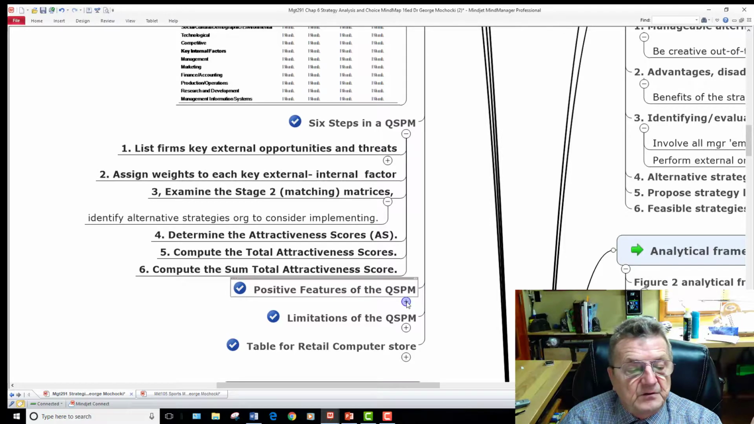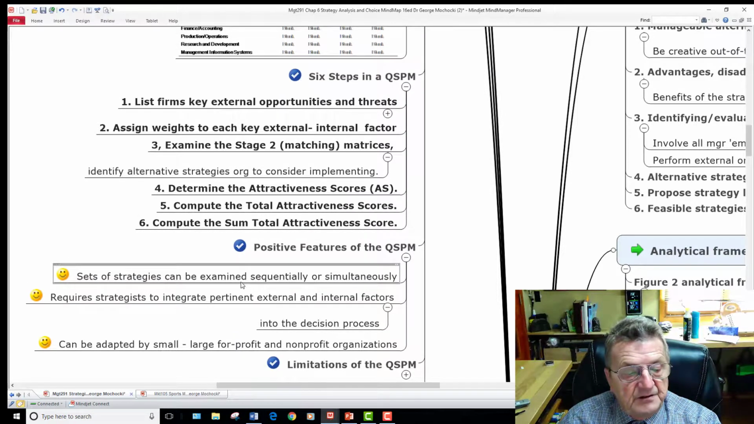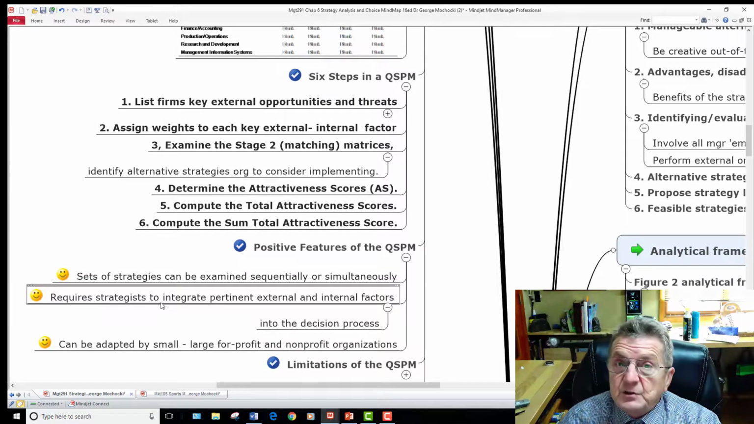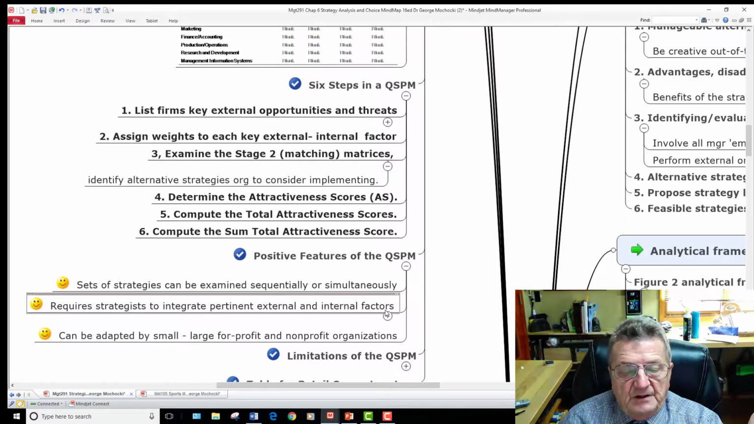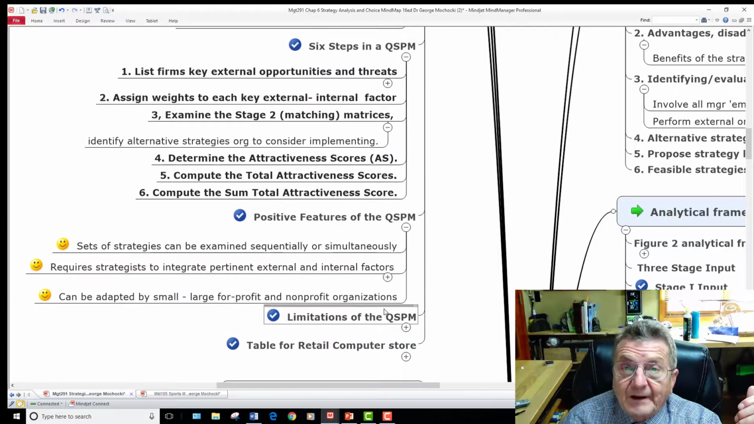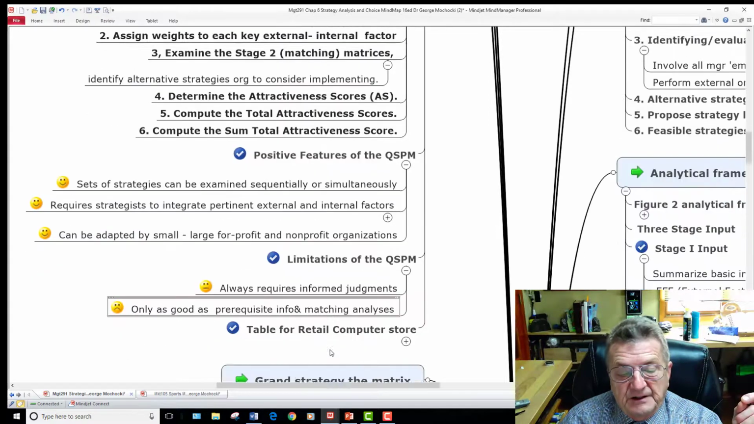Okay, now a positive feature of this matrix is that sets of strategies can be examined sequentially or simultaneously. It requires the strategist to integrate external and internal factors into the decision process. I just put that in to remind myself. A lot of times I just assume students read it and understand this, and this is just a review. Limitations of the QSPM: it always requires intuitive judgment, and it is only as good as the prerequisite information and matching analysis.